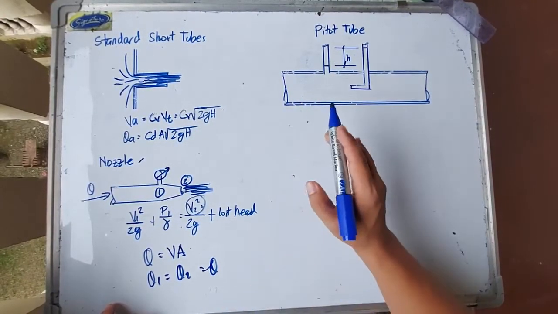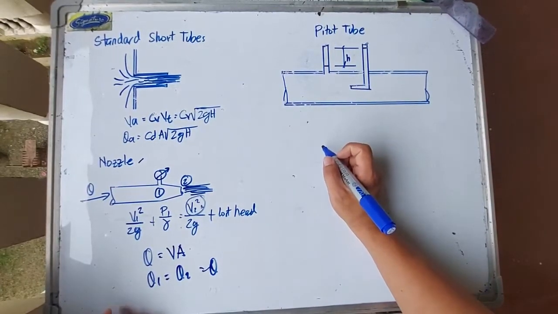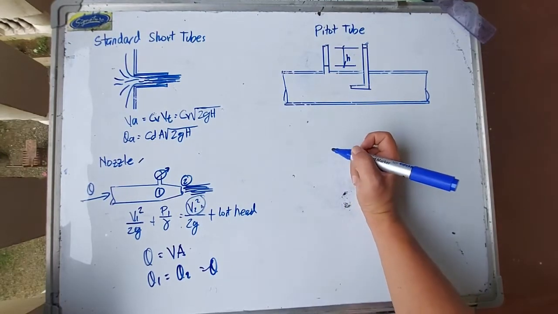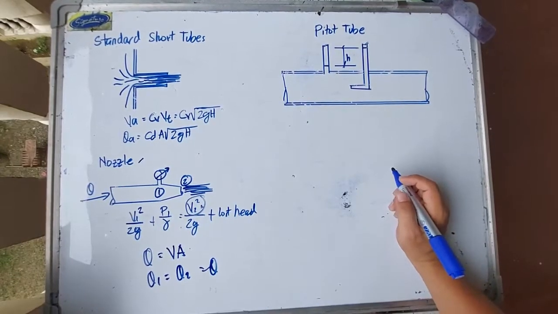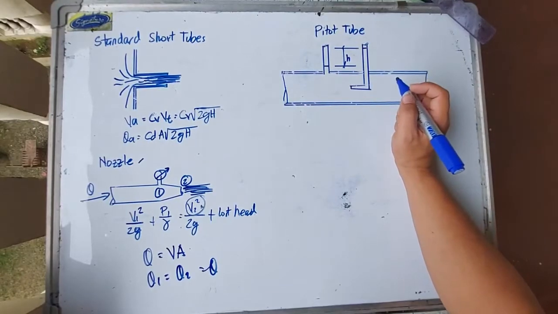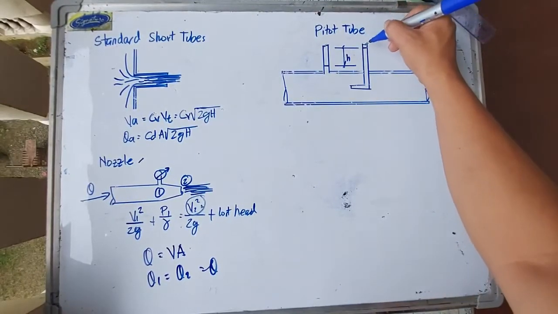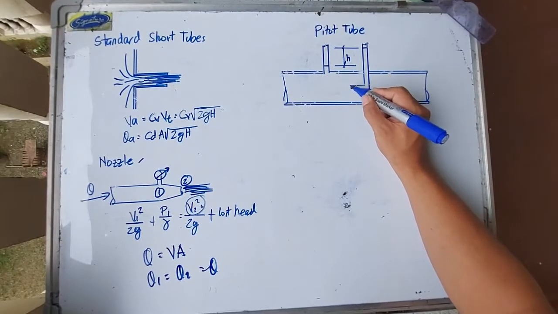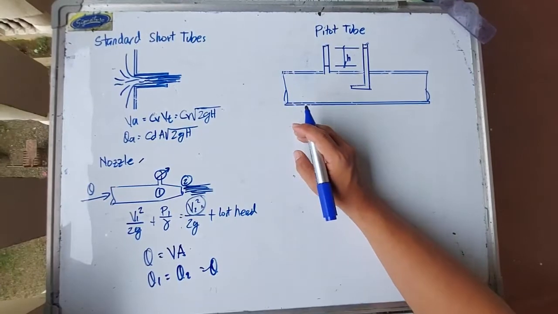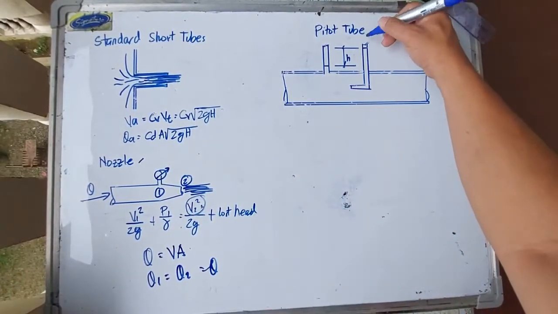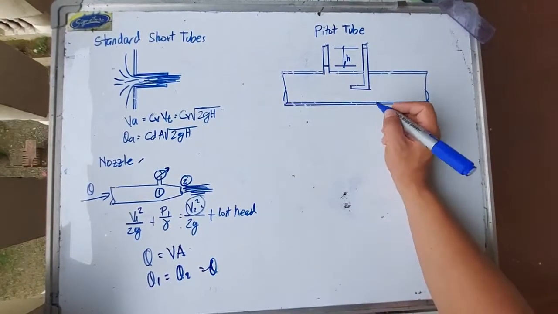Okay, next is the Pitot tube. I think the last T there is silent, so it's Pitot tube. A Pitot tube is a bent L-shaped tube with both ends open. Both ends open, open here and open here. But sometimes this is closed, especially when the pipe is highly pressurized. If the pressure is not too strong, then we can leave this open.